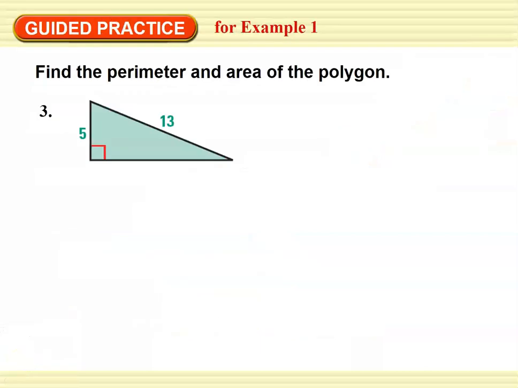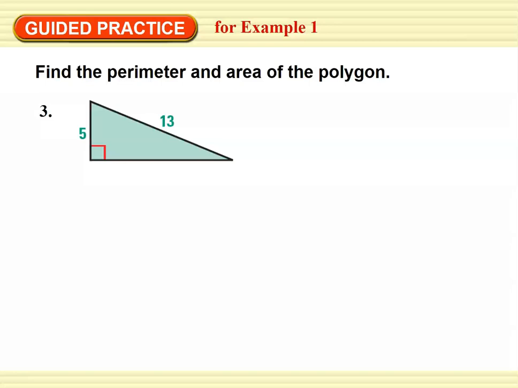So now we need to find the perimeter of this polygon and then the area. So we'll look at perimeter first. This polygon is a triangle. Perimeter, okay, so we don't have a formula for perimeter necessarily, but think about what perimeter means. It means the distance around the outside. So it's just all the sides added together.